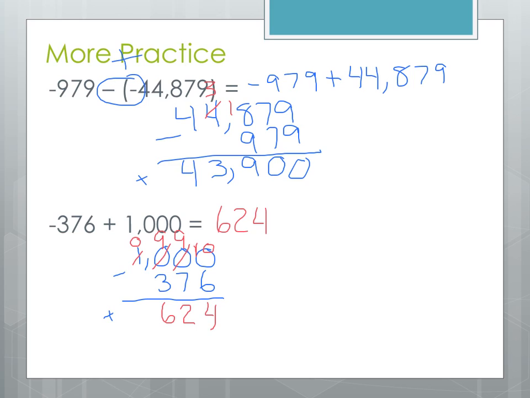So keep that in mind. When you need to borrow and there are zeros in between, always go to the first non-zero digit that you find. The zeros in the middle are going to become 9s, and then you add 10 to the number that you needed to borrow with.